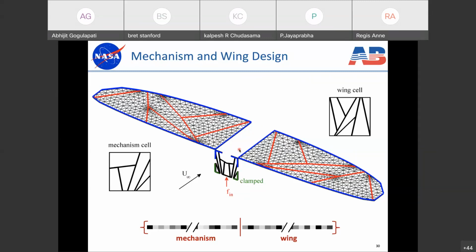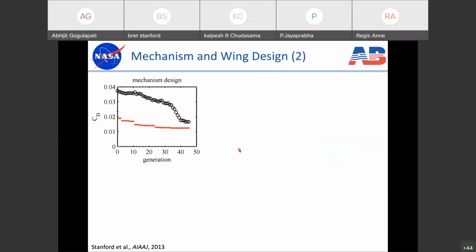We want to sort of ease into this gently. So what we're going to start with is just mechanism design. We're going to take our wing, fix it to some simple wing topology, and just do mechanism design to start with. And so I'm showing the results from that here.